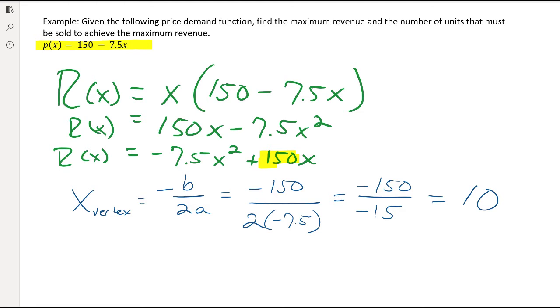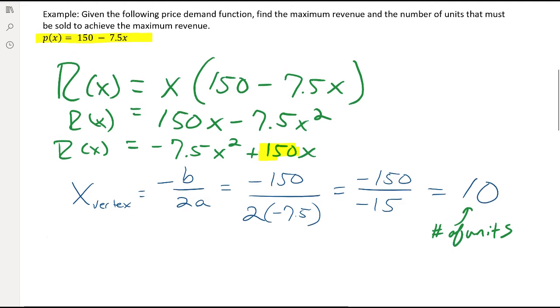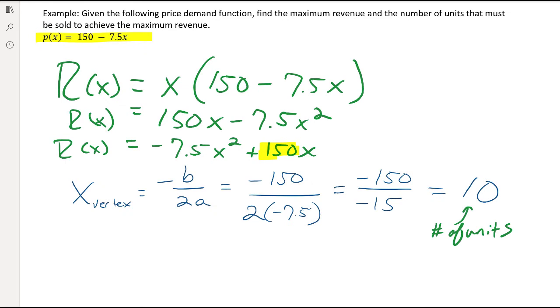If you refer back to previous videos, we said that the x value represents the number of units that we're selling or that we're producing, depending on the application. Since we're talking about revenues here, this x value represents the number of units that we must sell in order to get the maximum revenue. Now keep in mind that's not the actual maximum revenue. To get the maximum revenue, the dollar value, we need to calculate what I like to call the y-coordinate of the vertex.